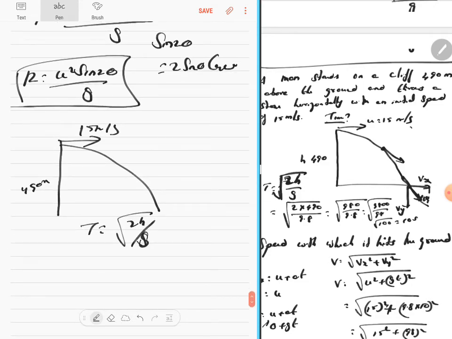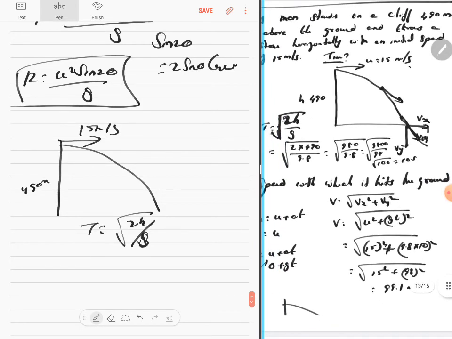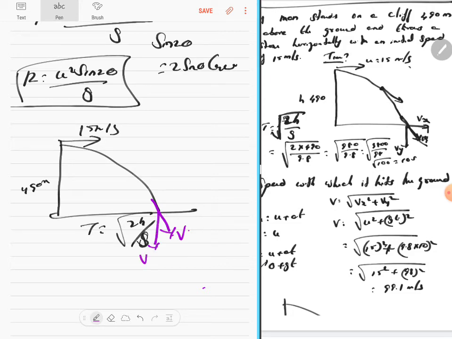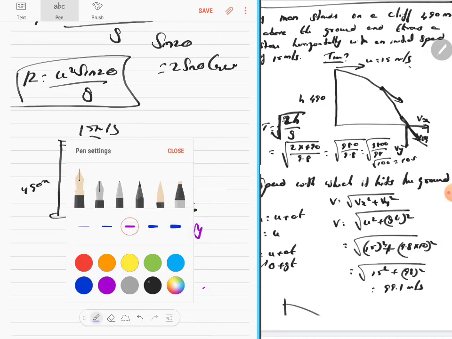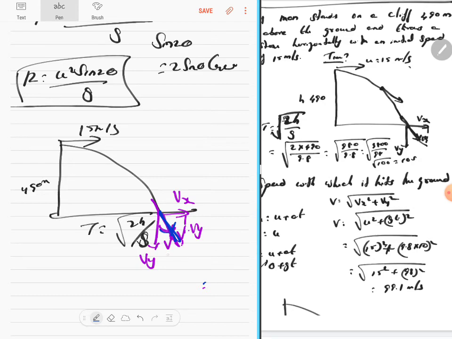Okay, now next is to find the velocity when it hits the ground. This is something I didn't include in the derivation. When it hits the ground, the direction of the velocity can be broken down into components: a vertical component, which is Vy, and a horizontal component, which is Vx. If you construct this into a triangle, this is the resultant velocity V in which it's going to come. So V is equal to root of Vx square plus Vy square, as Pythagoras theorem says.